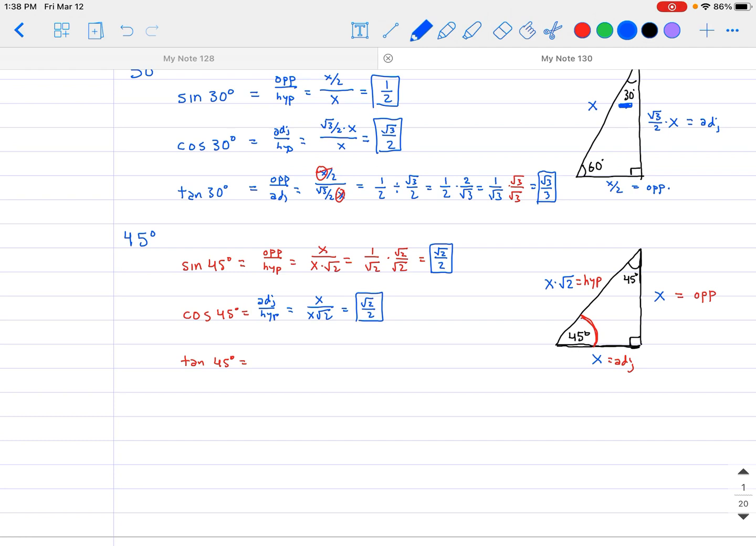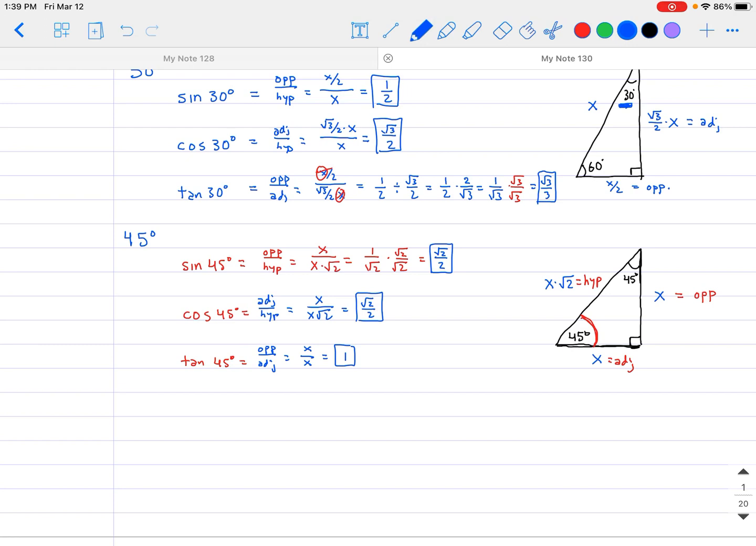Now finally, the tangent is going to be the opposite over the adjacent. So the opposite over adjacent means it's going to be x over x, which is simply equal to 1. Okay, so there it is. Now we have the sine of 45, cosine of 45, and also the tangent of 45 degrees.